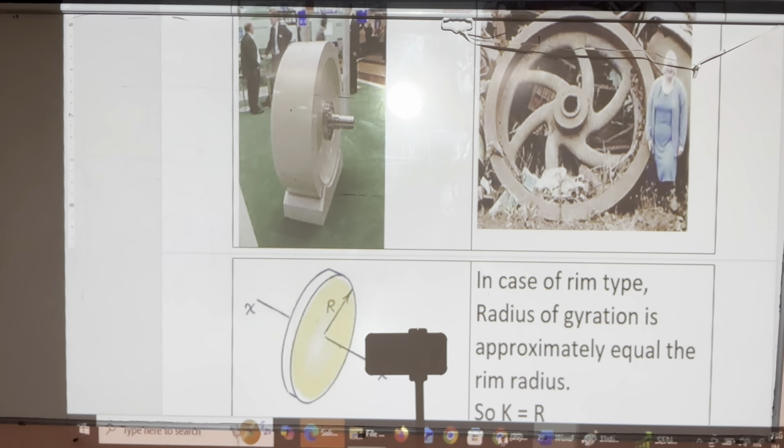There are two types of flywheels, the disc type of flywheel and the rim type of flywheel, and the radius of gyration has to be found out like this.